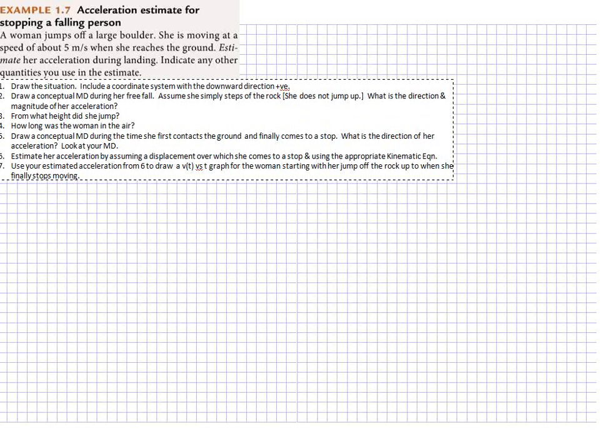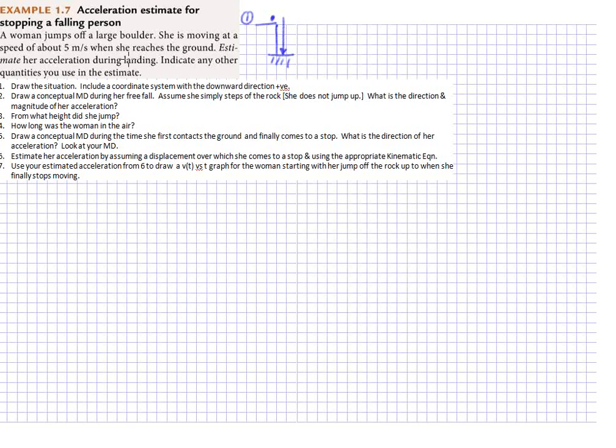Okay, so let me start with a simple sketch here. This is number one. And so here's the ground. And here's the person. And the person falls down from here to here. This is the displacement of the person.